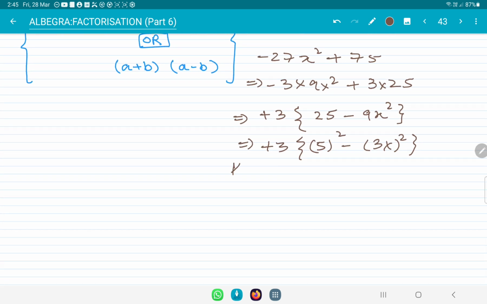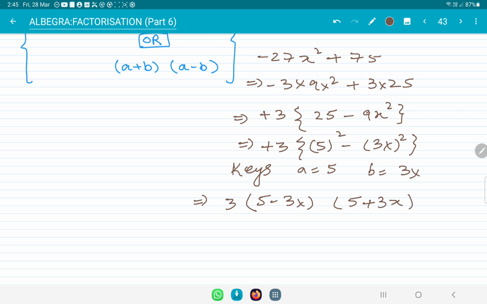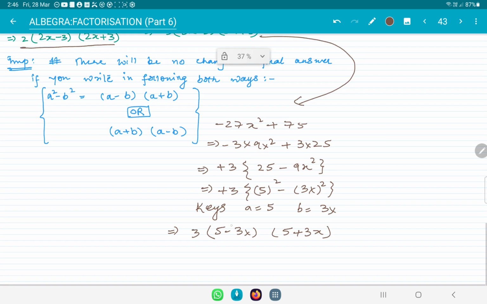Now what are the keys? In this, a is 5 and b is 3x. So write in your general formula. So 3 in first bracket it is 5 minus 3x, and in another bracket it is 5 plus 3x. Okay, so this will be your final answer.